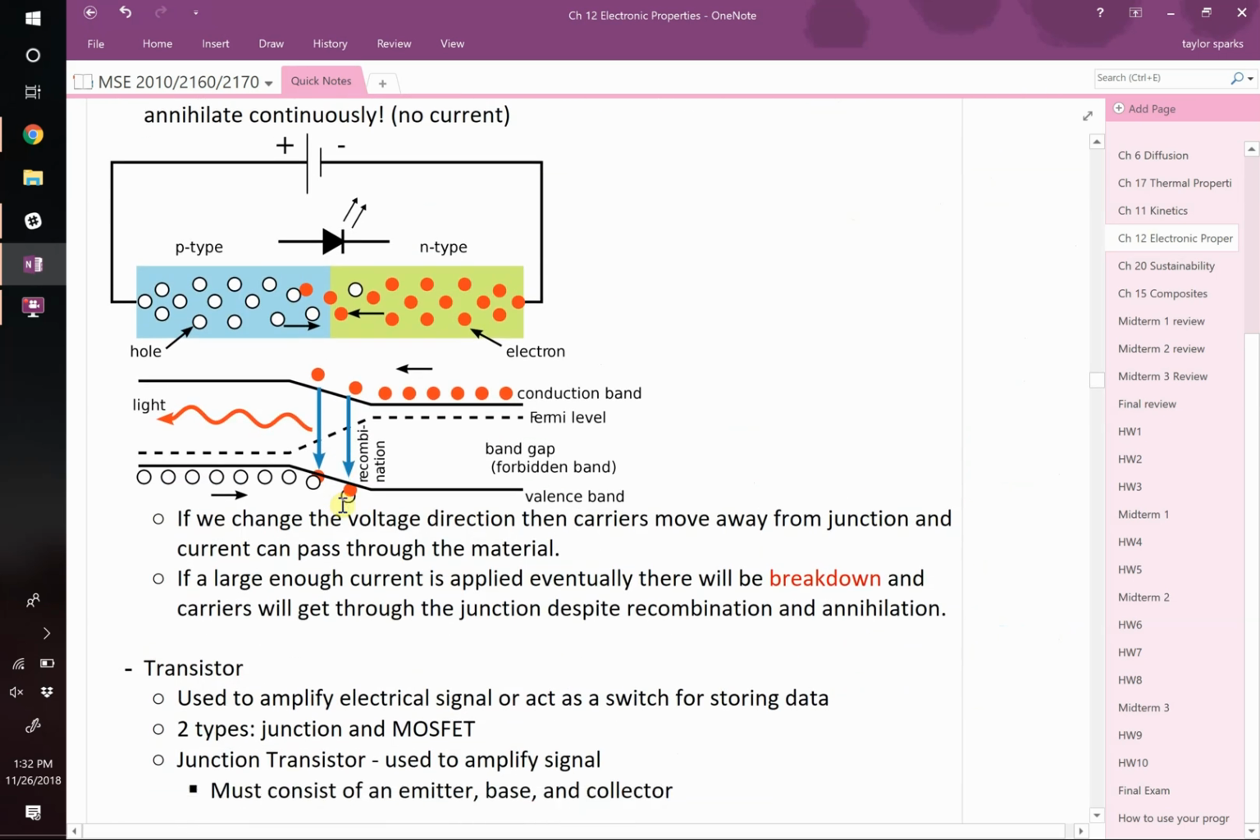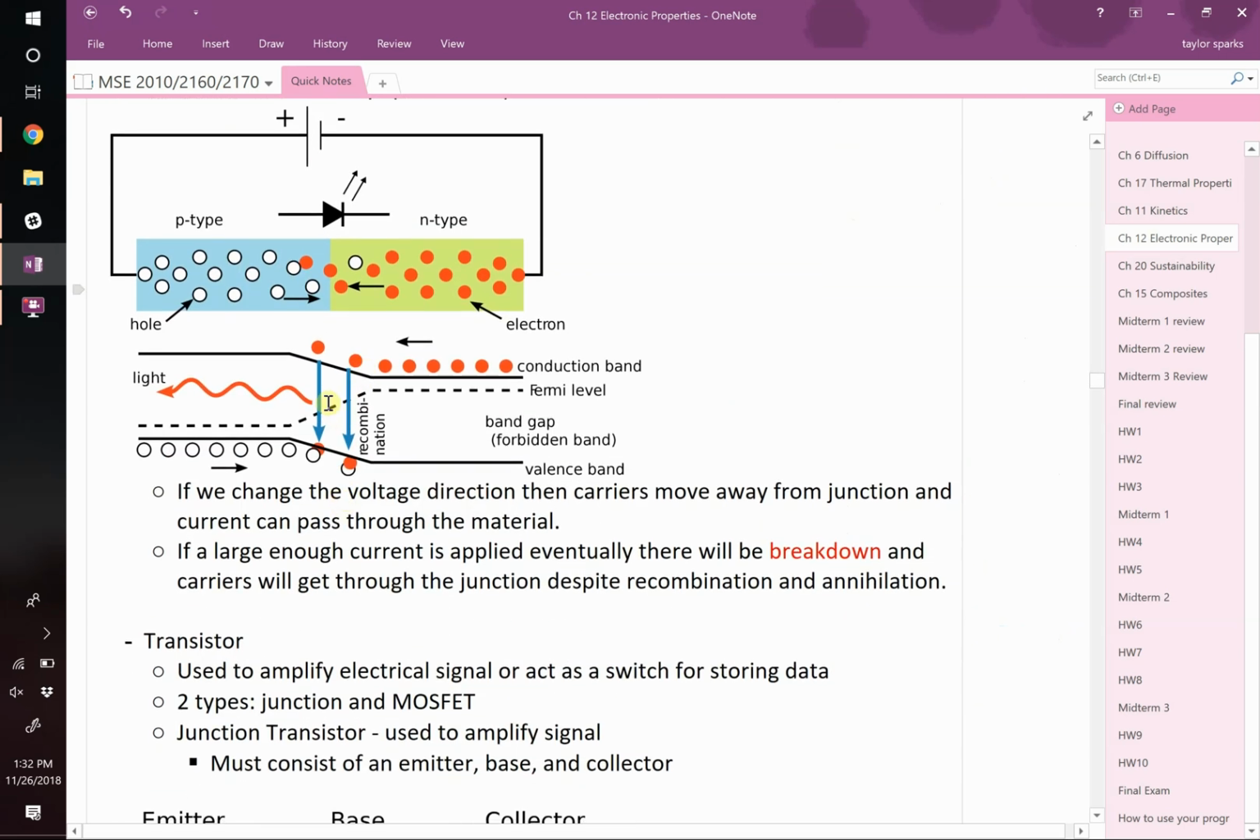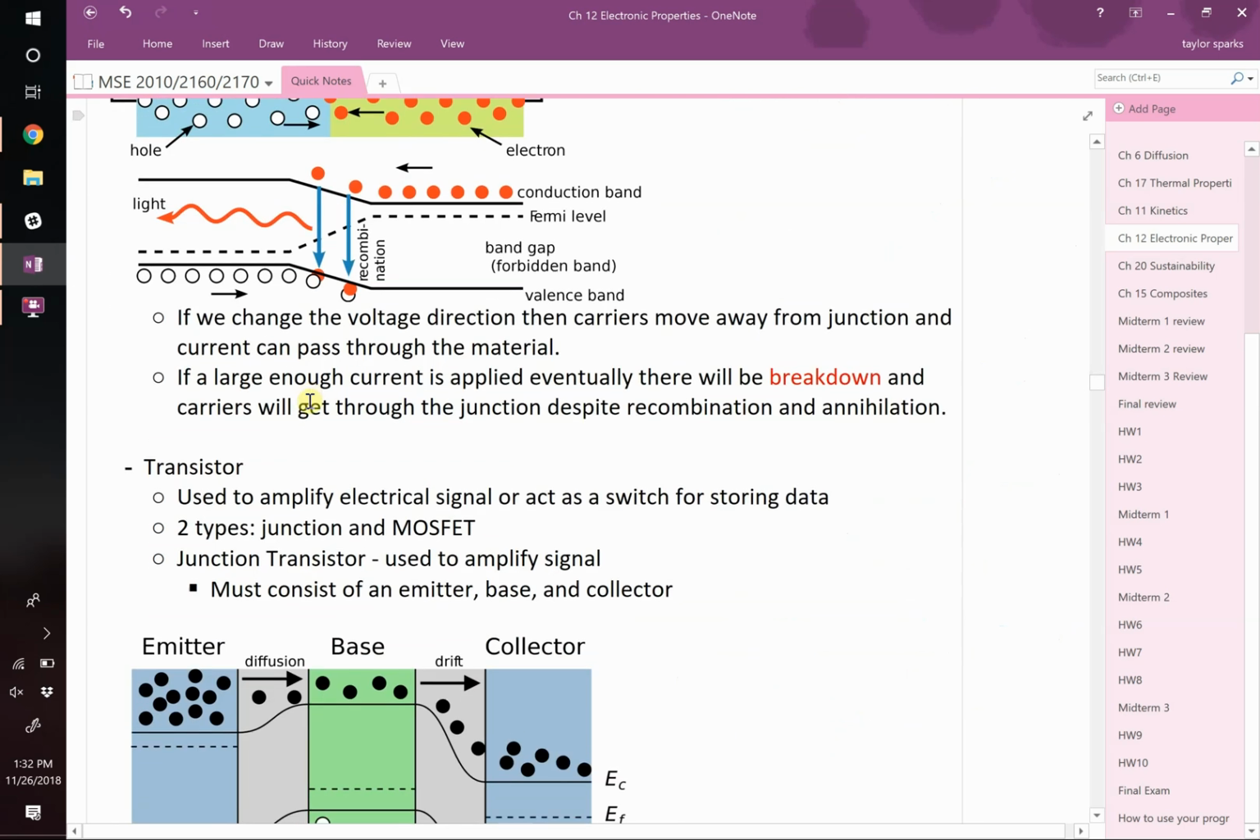But this is it, right? These are solar panels, right? You generate your carriers in the middle. This is actually creating an LED, but it's the exact same layout for a solar panel.